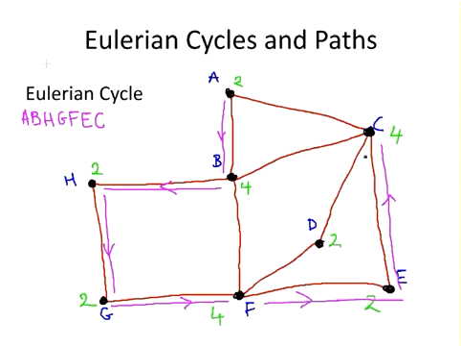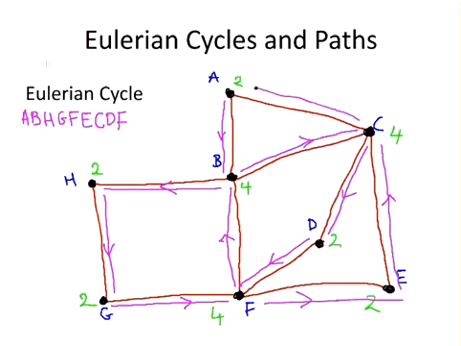Now I'm going to go back down to F. I can visit a vertex any number of times; it's just that I can only use each edge once. So D and F. I'm going to go back up to B, then to C, and back to A. And that concludes our Eulerian cycle. So F, B, C, A. That's our Eulerian cycle.